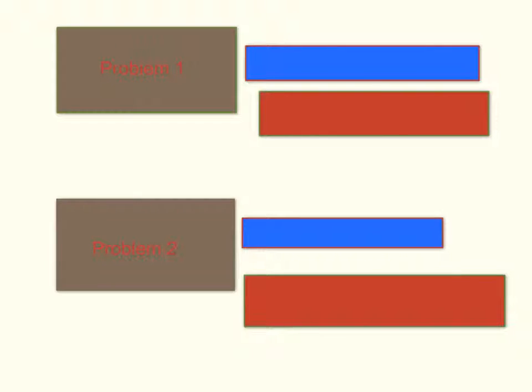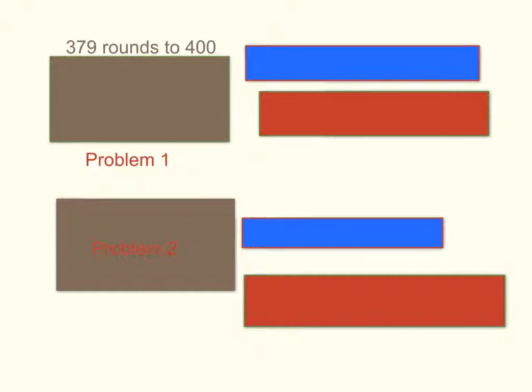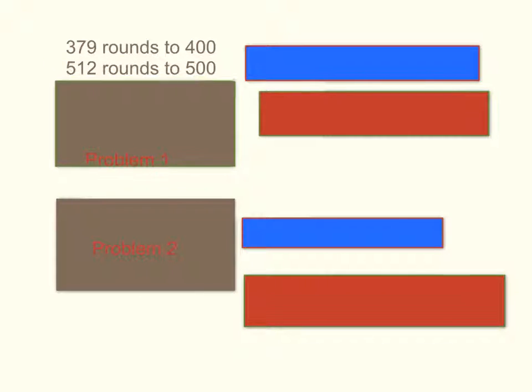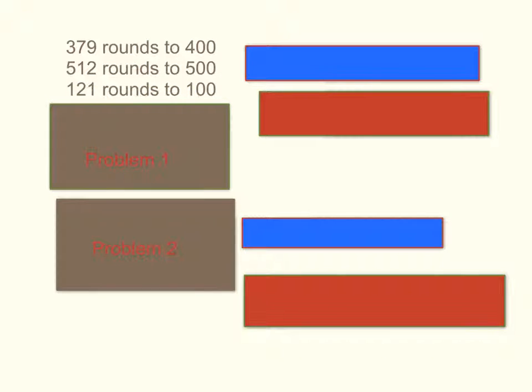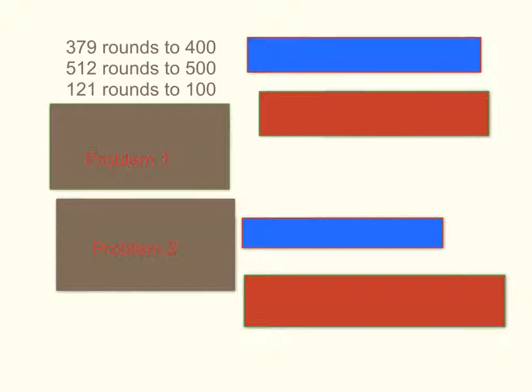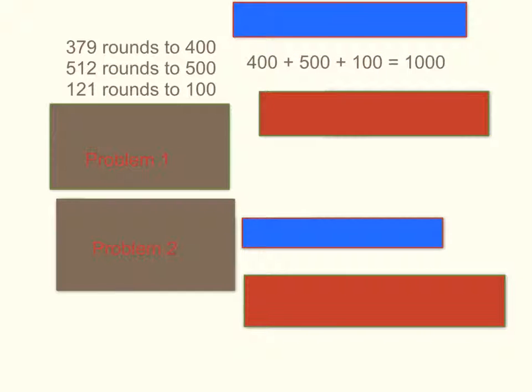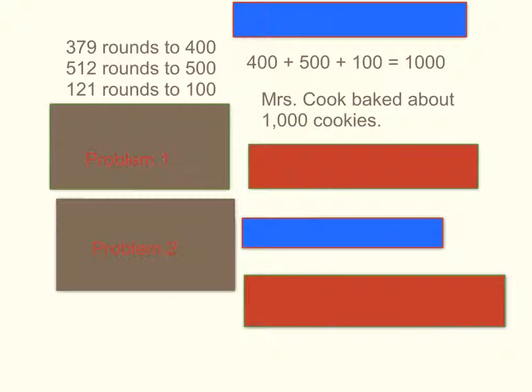Hopefully you remembered to pause, and now you're back to check your work. So we're going to go ahead and look at the problems. In the first one, you had to use rounding to estimate. You had 379 cookies, which rounded to 400. 512 rounded to 500, and 121 cookies rounded to 100. So that was the first step. We round to the greatest place. Then we take the 400, the 500, and the 100, and we add those together, and you get 1,000. So your final estimate should look something like this. Mrs. Cook baked about 1,000 cookies.